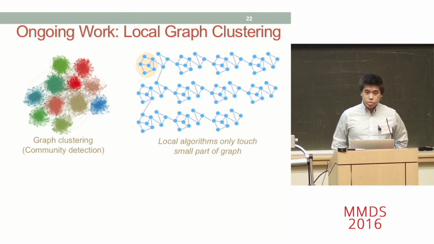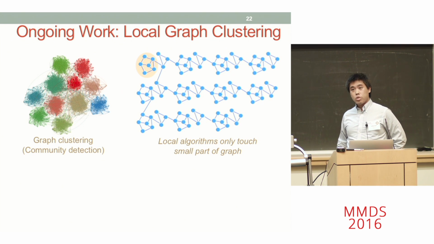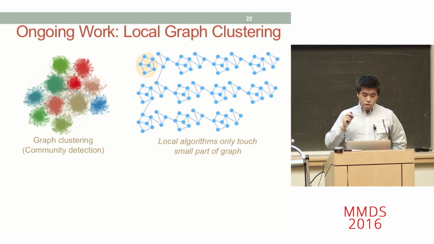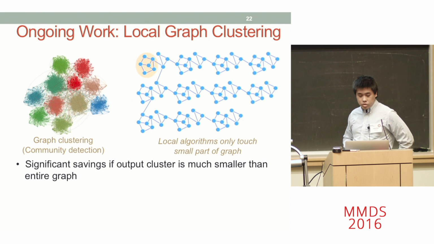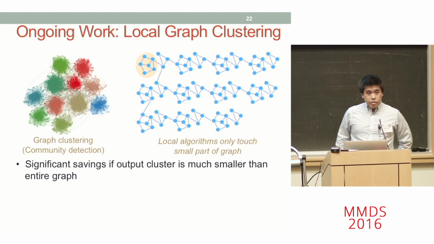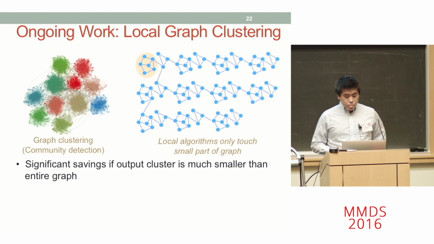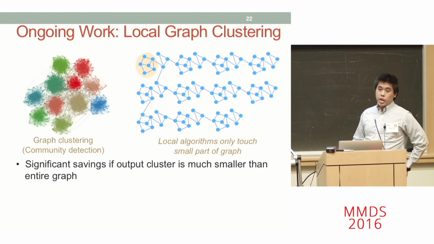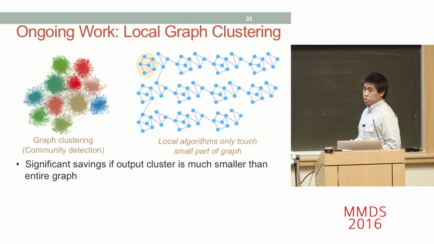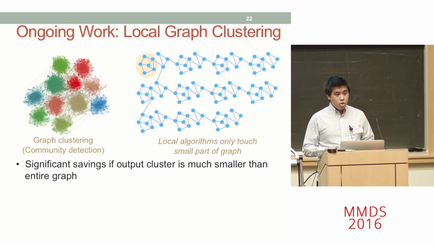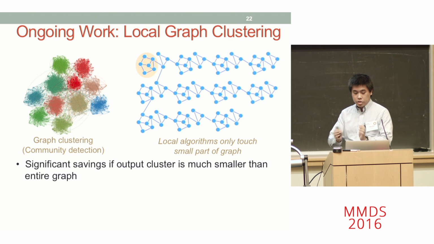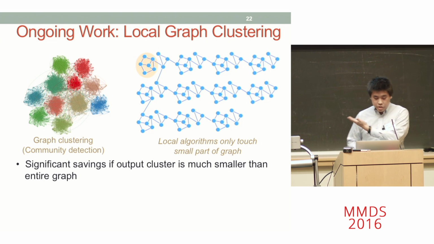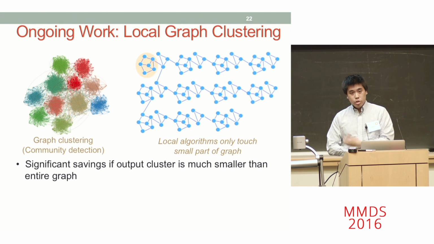But fortunately for graph clustering, there's this class of algorithms called local graph clustering algorithms that do work proportional to just the size of the cluster that they output. This can lead to significant savings if the output cluster is much smaller than the size of the entire graph. Previous studies have shown that good clusters in many real-world networks are actually pretty small relative to the size of the entire graph, and they're localized to some small area in the graph. So the clusters that these algorithms generate are actually meaningful in many cases.